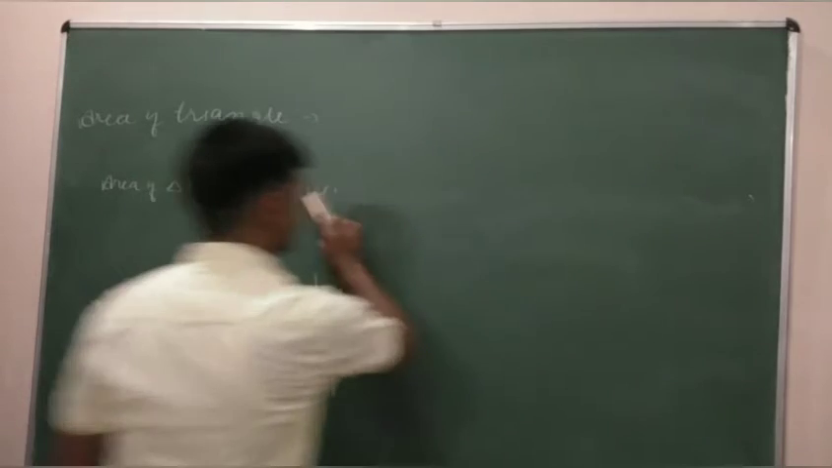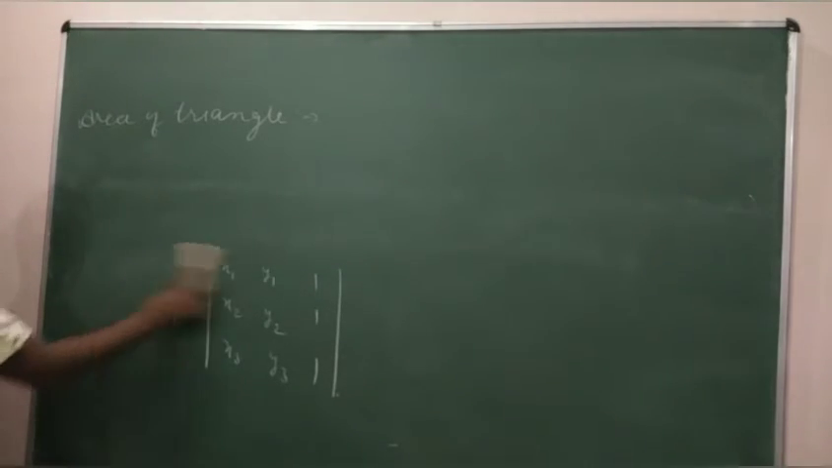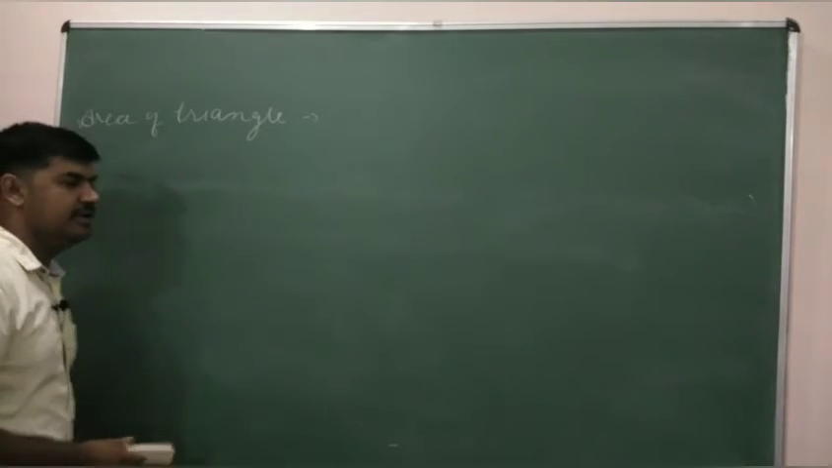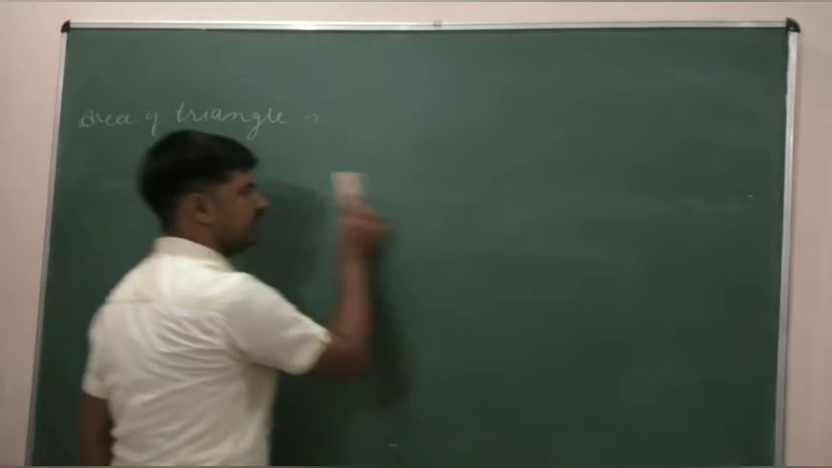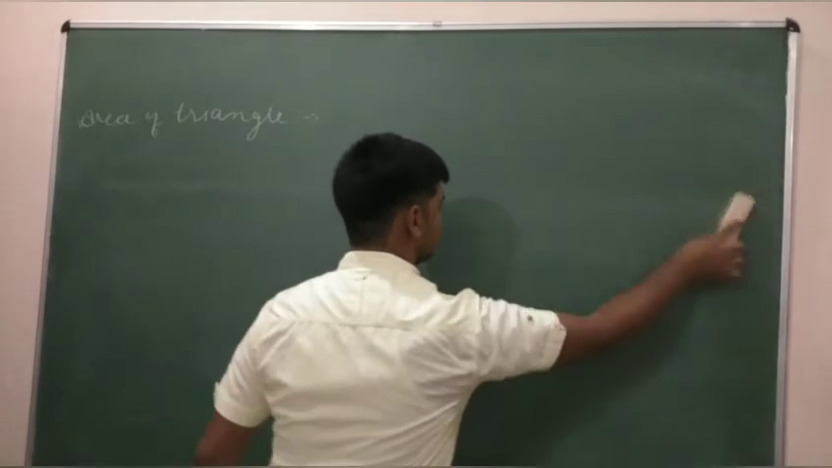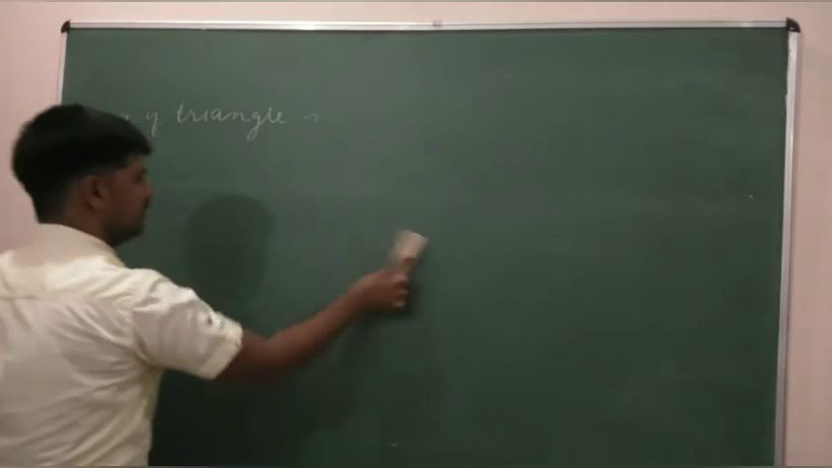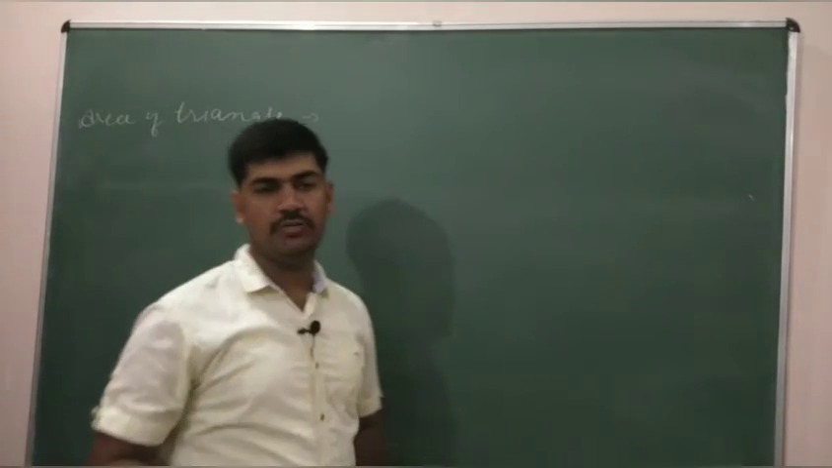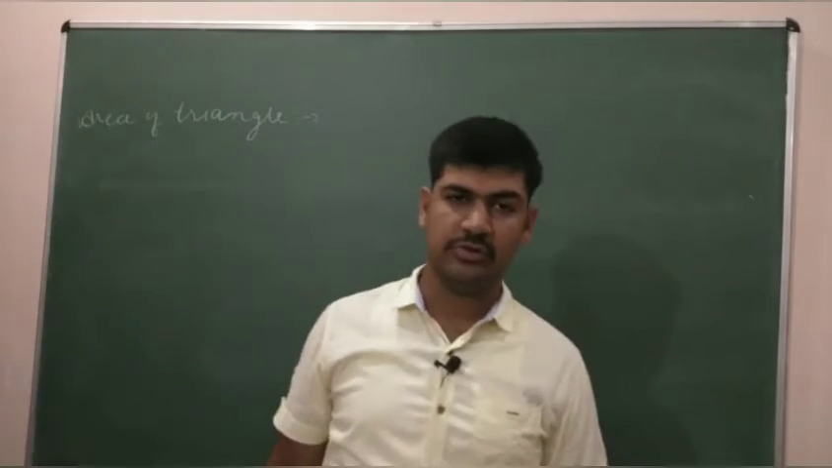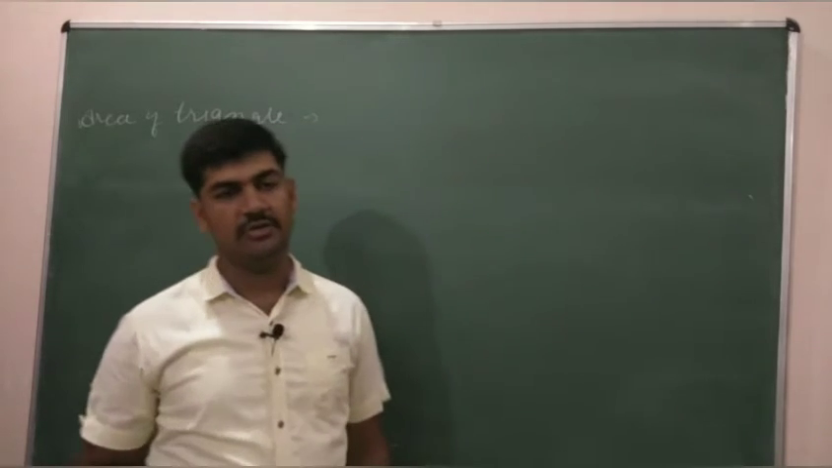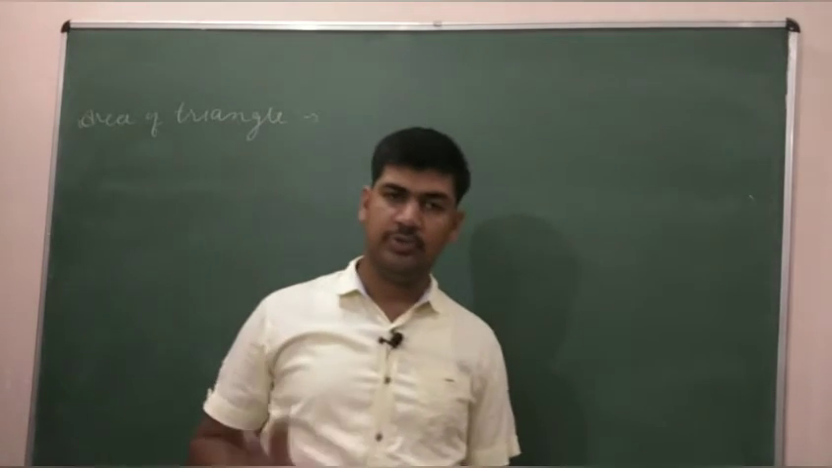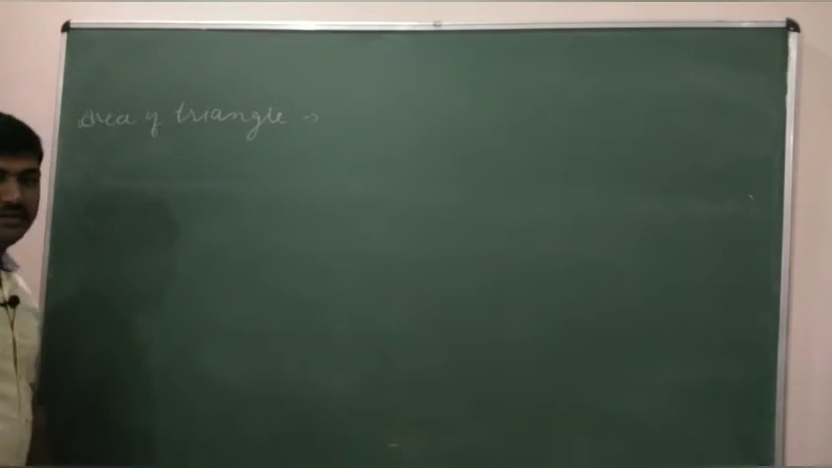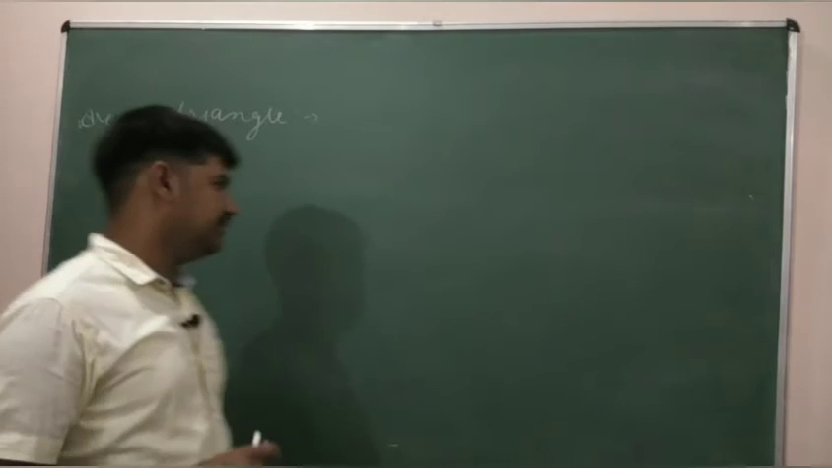One thing, students, you have to keep in your mind: as I have told you, the area of triangle whose vertices are x1 y1, x2 y2 and x3 y3 is half of a determinant. So the value of the determinant may occur negative also, but you are not to consider it negative, you are to consider it positive only, as the area of a triangle is always positive. You have to take the absolute value of that particular determinant.